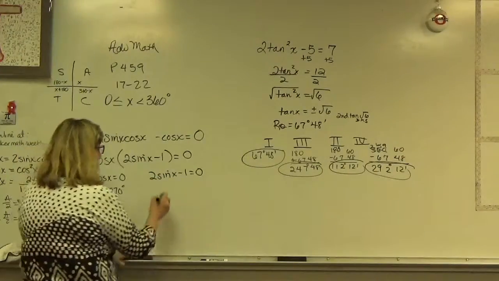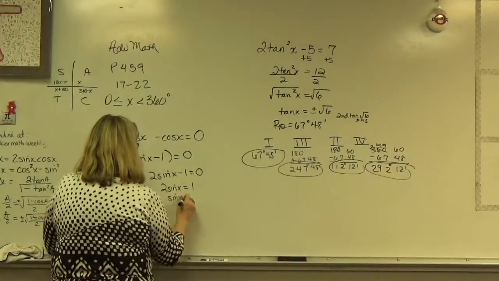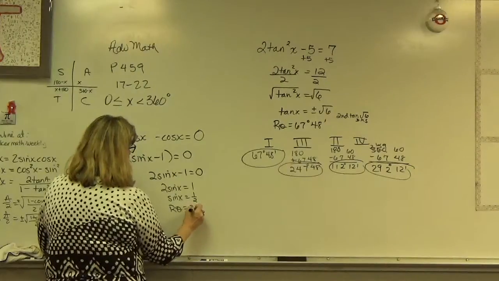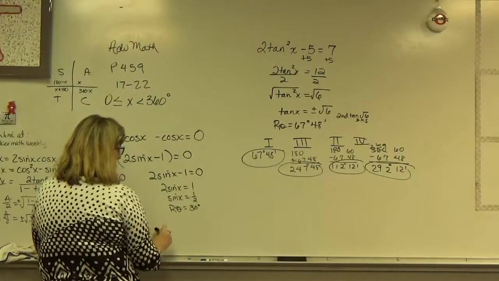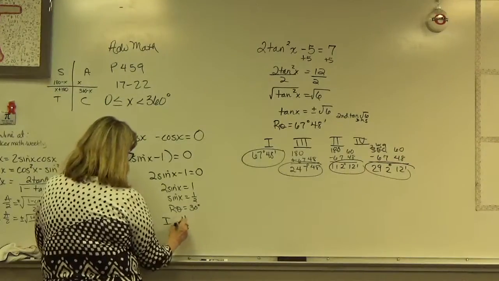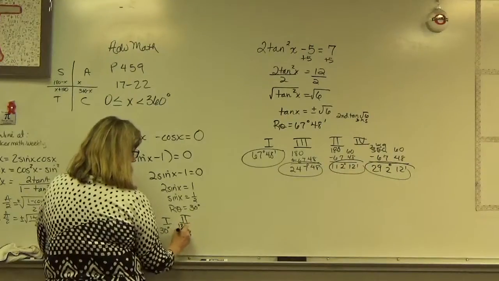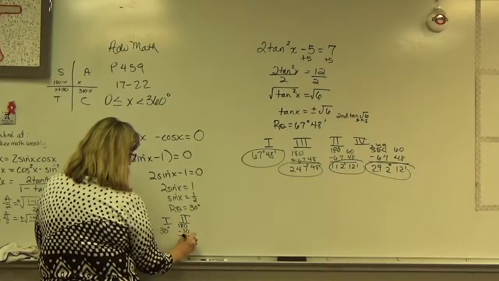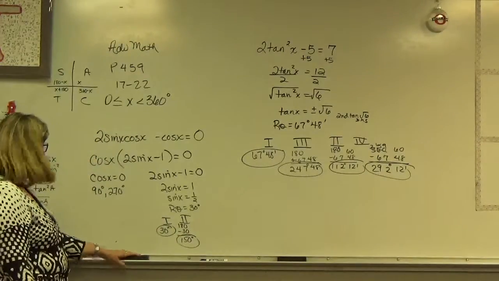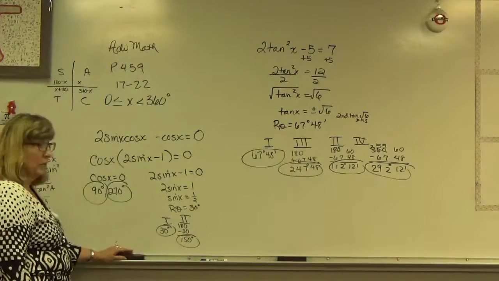Okay, now what would I do to solve this one? Add 1, divide by 2. So what's my reference angle? 30 degrees. So I need to place that where it's positive. First and second, so that one's easy. Place it in the first. Place it in the second, I take 180 minus it. And I get 30 degrees and 150 degrees. So this one, we have 4 answers: the 90, the 270, 30, and 150.